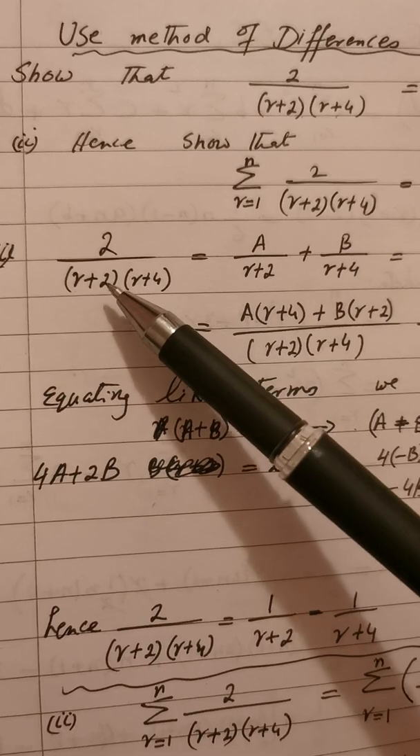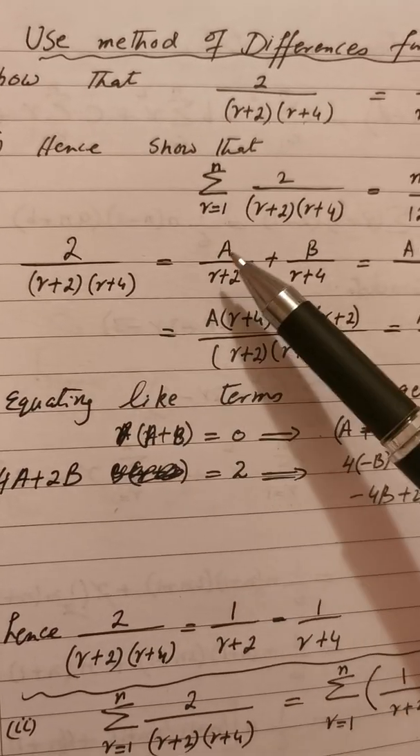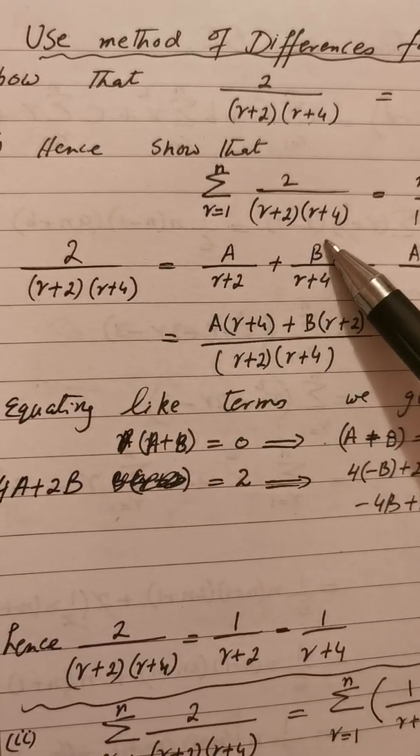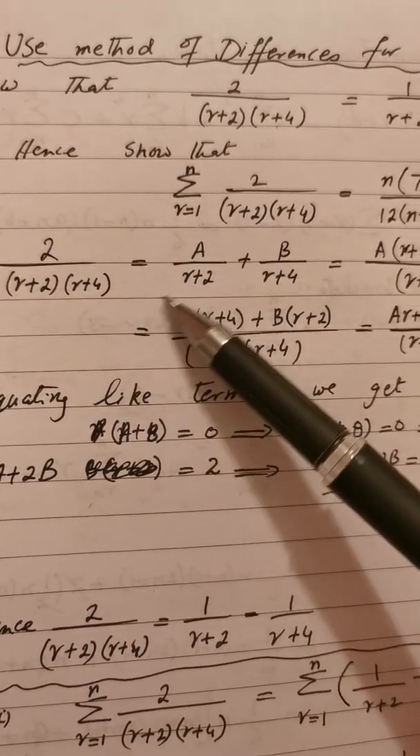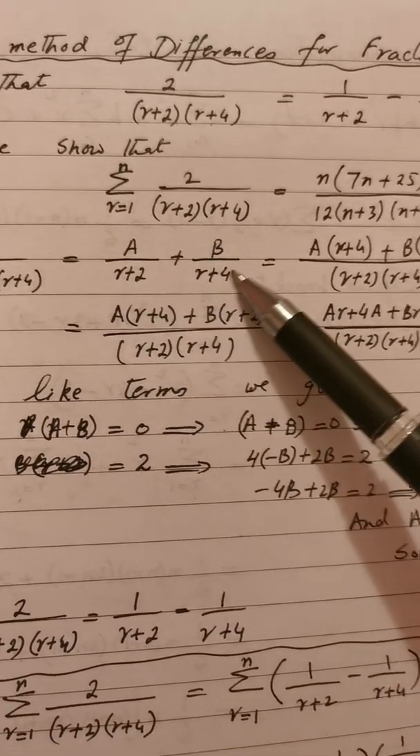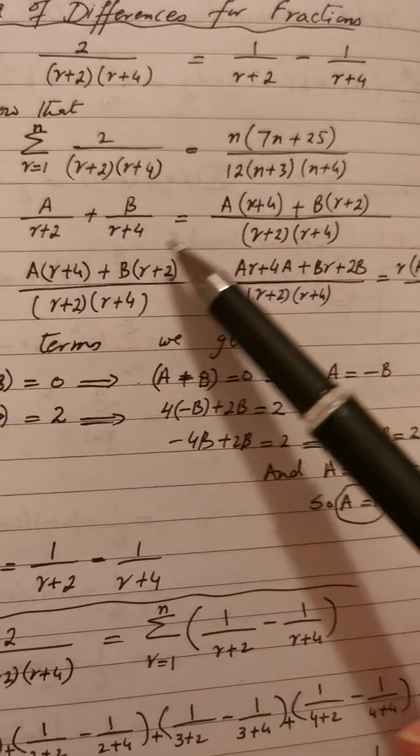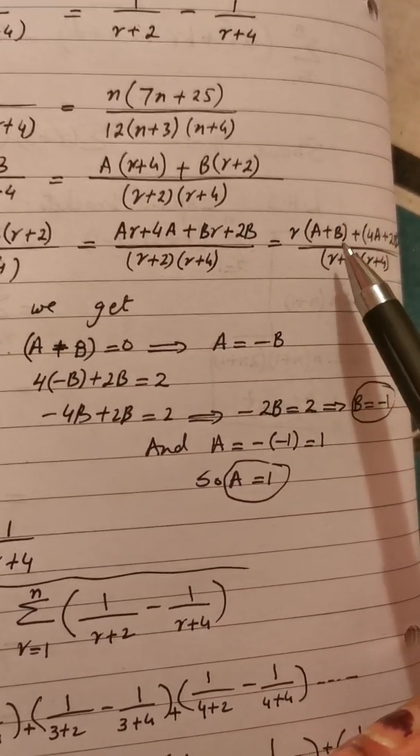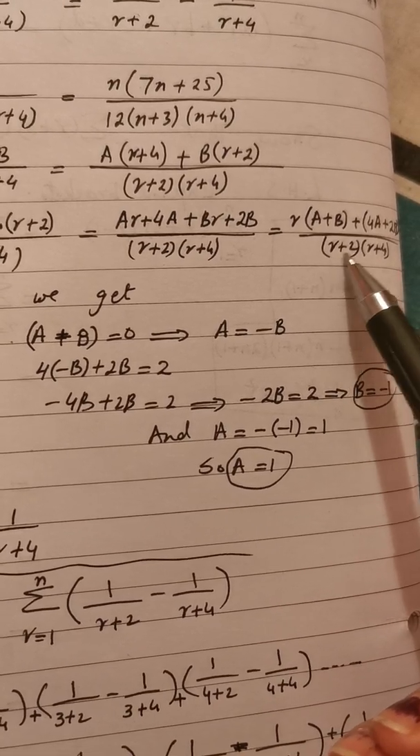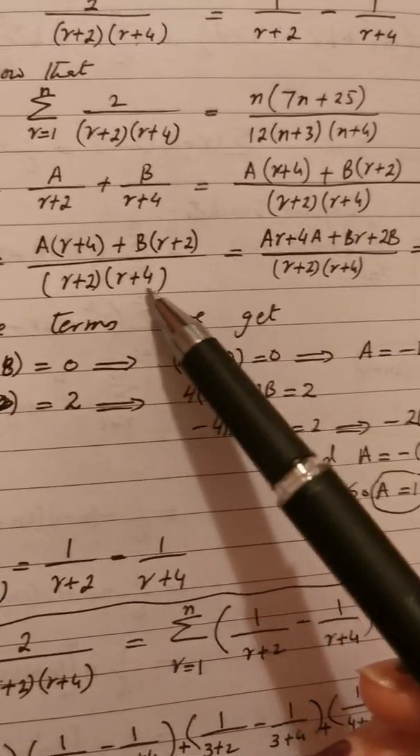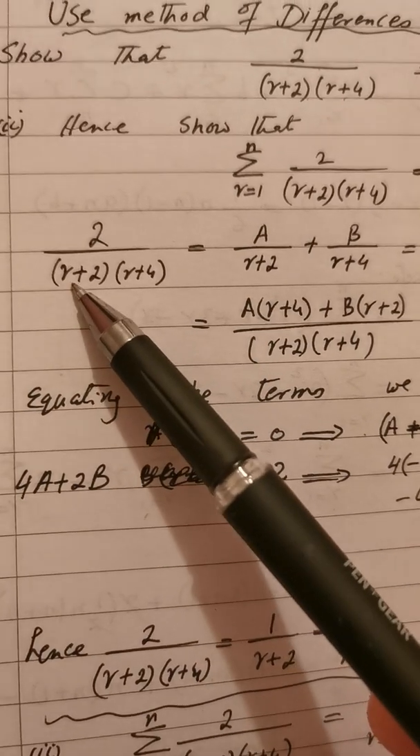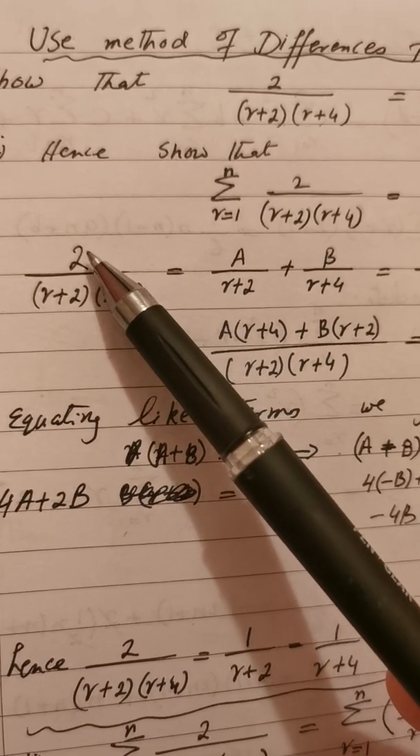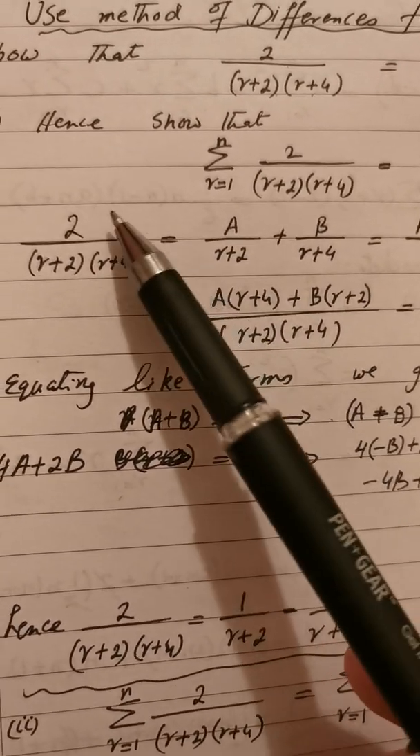After taking the left hand side, I will take the partial fraction of this. It can be written as a over r plus 2 plus b over r plus 4. Then you will take the LCM, simplify it, and you will get an expression of this form. Now in the denominator we have (r plus 2)(r plus 4), and similarly on the left hand side in the denominator we have (r plus 2)(r plus 4). The difference is in the numerator after the partial fraction.